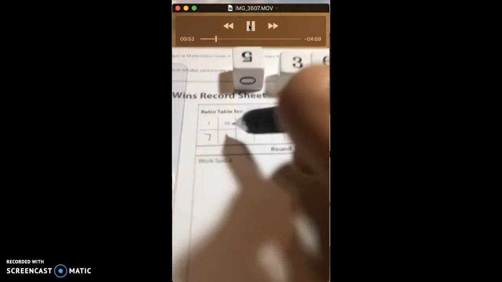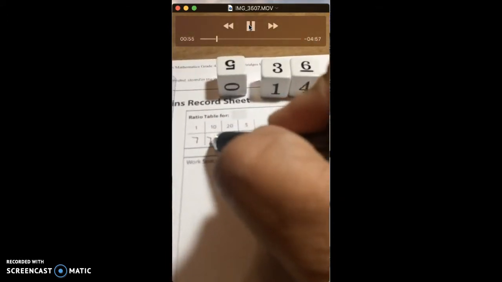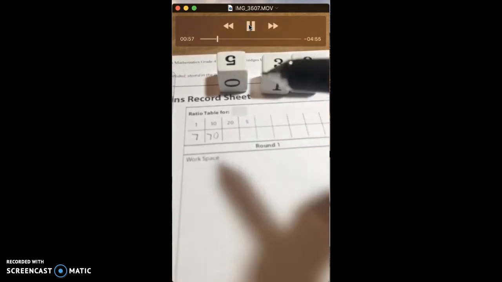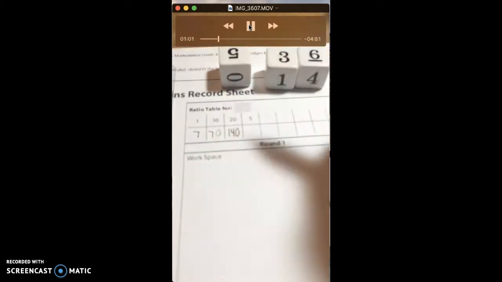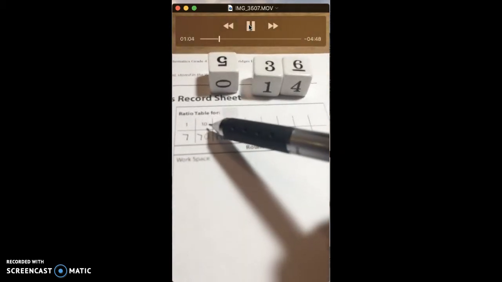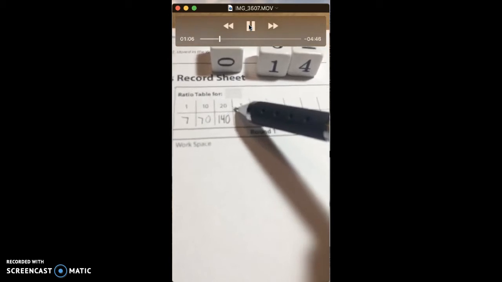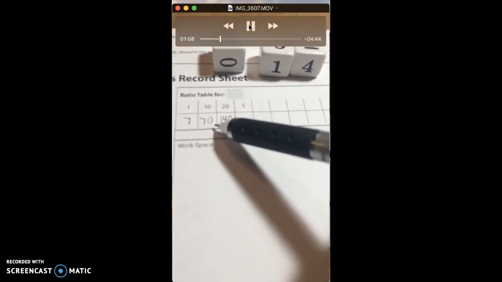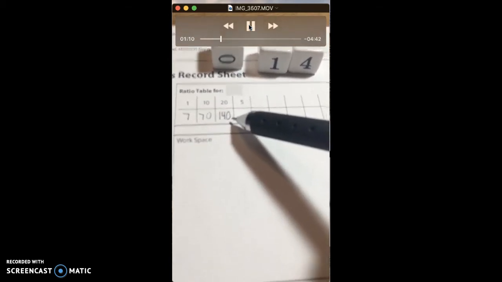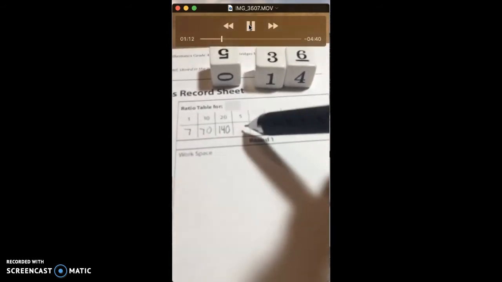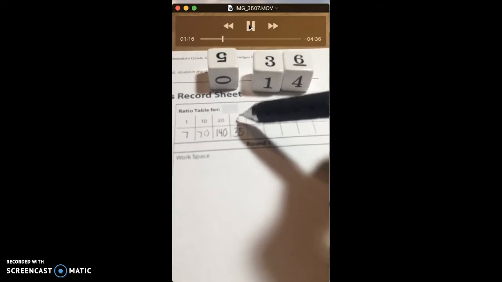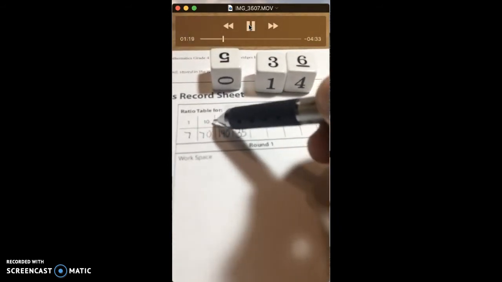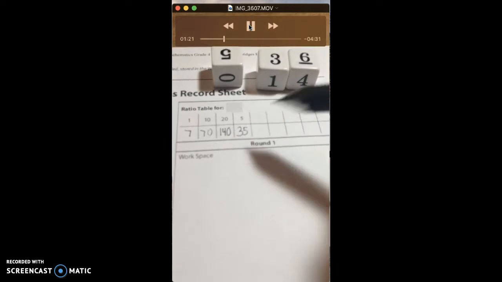Alright, 1 group of 7 is 7. 10 groups of 7 is 70. 20 groups of 7 is 140. I know this because if I double the 10, I get 20, so if I double the 70, that's 140. Now, 5 groups of 7 is 35. I know this because 5 is half of 10, so half of 70 is 35.